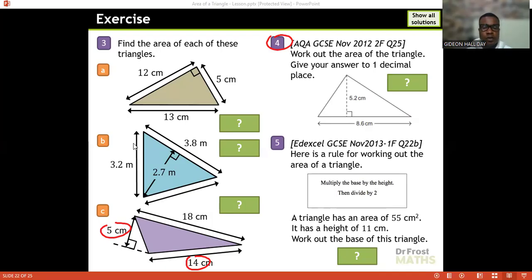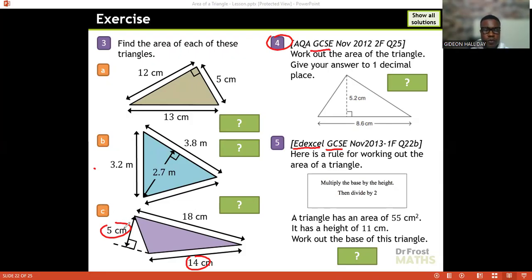Gator Pops. So let's complete our lesson on area of triangles. We're going to solve some problems around this. You can see that some questions are GCSE questions, Edexcel and GCSE. So let's start with this C.